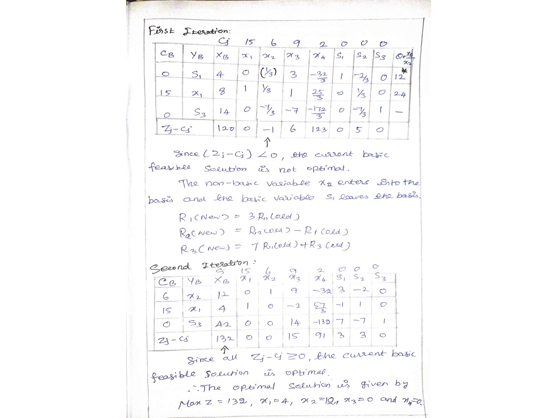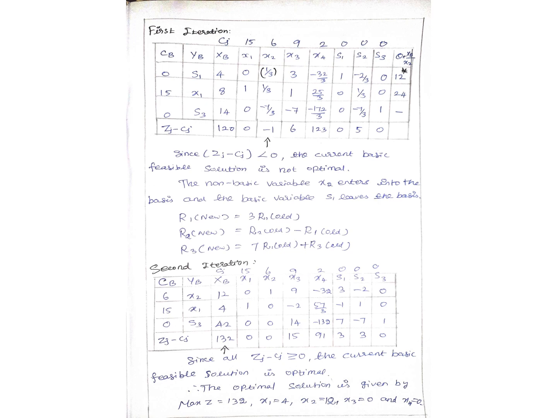So next one, we frame the second iteration. Here we use this formula for finding the new rows. R1 new is equal to 3 R1 old, and R2 new is equal to R2 old minus R1 old, and R3 new is equal to 7 R1 old plus R3 old. So this is the formula for finding the values in the second iteration.